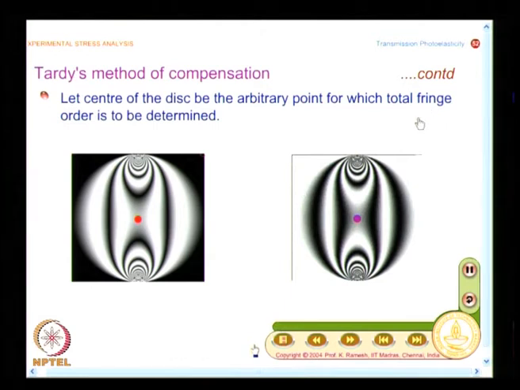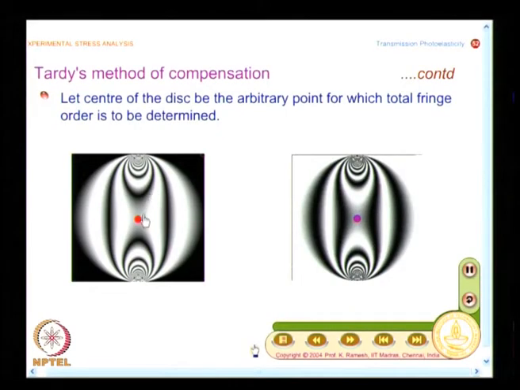And what I have taken is a disk under diametric compression. There is a particular reason behind it, because the next topic we are going to discuss is how to find out the material stress fringe value f sigma, and I would use a circular disk under diametric compression as the basic model to be used for finding out f sigma, and we will use Tardy method of compensation to find out the fringe order accurately.